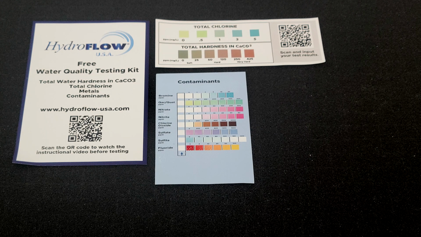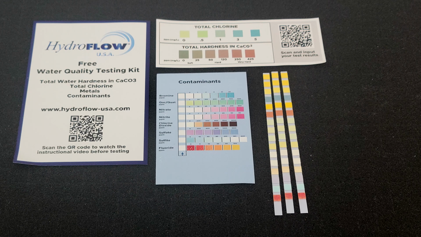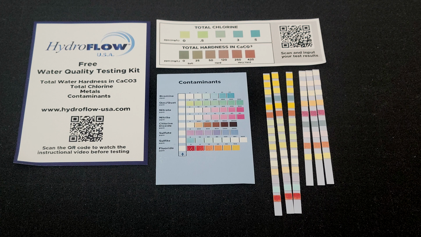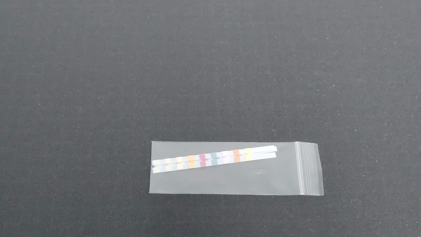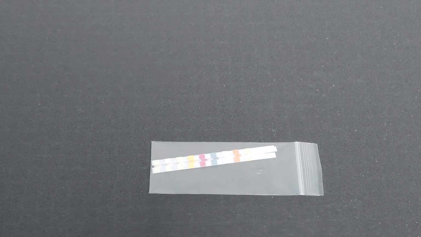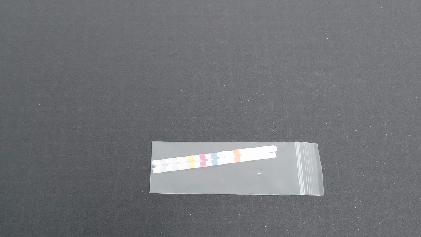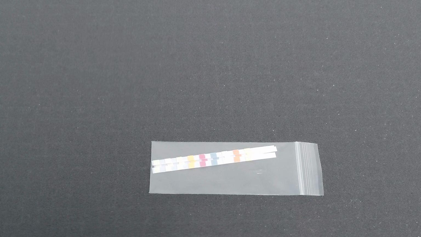Each kit includes 3 metals tests, 3 contaminant tests, 3 water hardness tests, and 3 chlorine tests. Always keep the baggies tightly closed when not using the test strips. Exposure to air, moisture, or direct sunlight can affect the accuracy of the test strip.